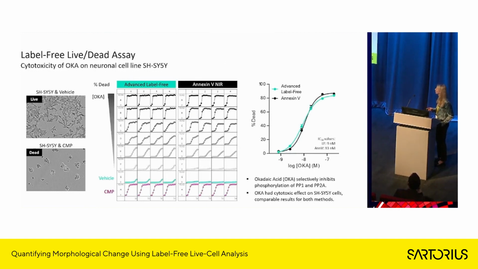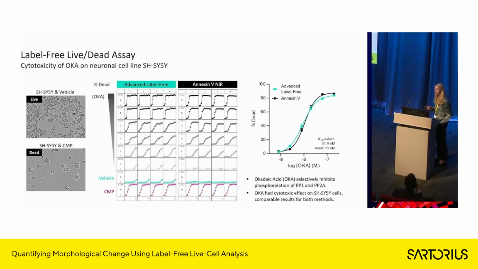So next, I will show some validation data that we've generated in-house. Here we use the label-free live dead assay to quantify cell health in a neurodegenerative model. The SHSY5Y neuronal cell line was treated with a concentration range of okadaic acid, a dual protein phosphatase inhibitor that is commonly used to study Alzheimer's disease. These cells were treated in the presence of the cell health reagent Annexin-5 to act as a comparison.